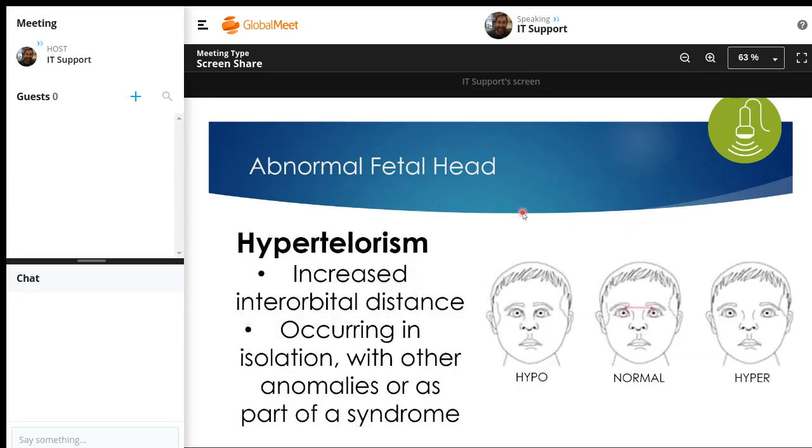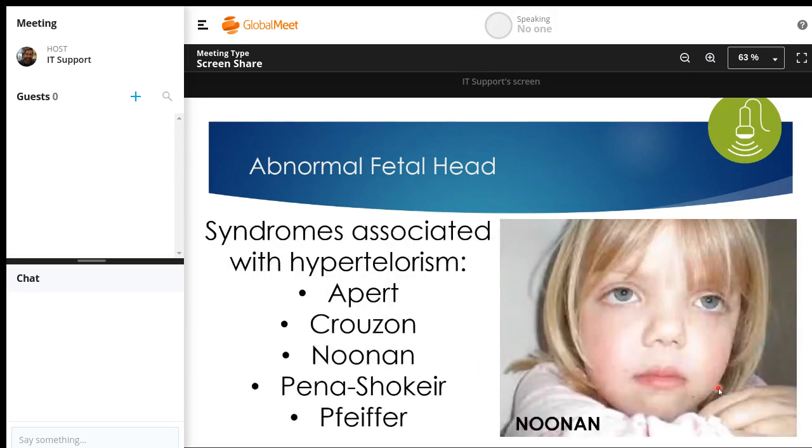And then hypertelorism on the other end of the spectrum, when the eyes are too far apart. So increased intraorbital distance, the area that crosses the bridge of the nose. This more often occurs in isolation. It can occur with other anomalies or as part of a syndrome as well. In extreme cases, it can be associated with mental retardation, orbital teratomas, encephalocele clefts, and agenesis of the corpus callosum. The syndromes associated with hypertelorism are Apert syndrome, Crouzon syndrome, Noonan syndrome, Pena-Shokeir syndrome, and Pfeiffer syndrome.